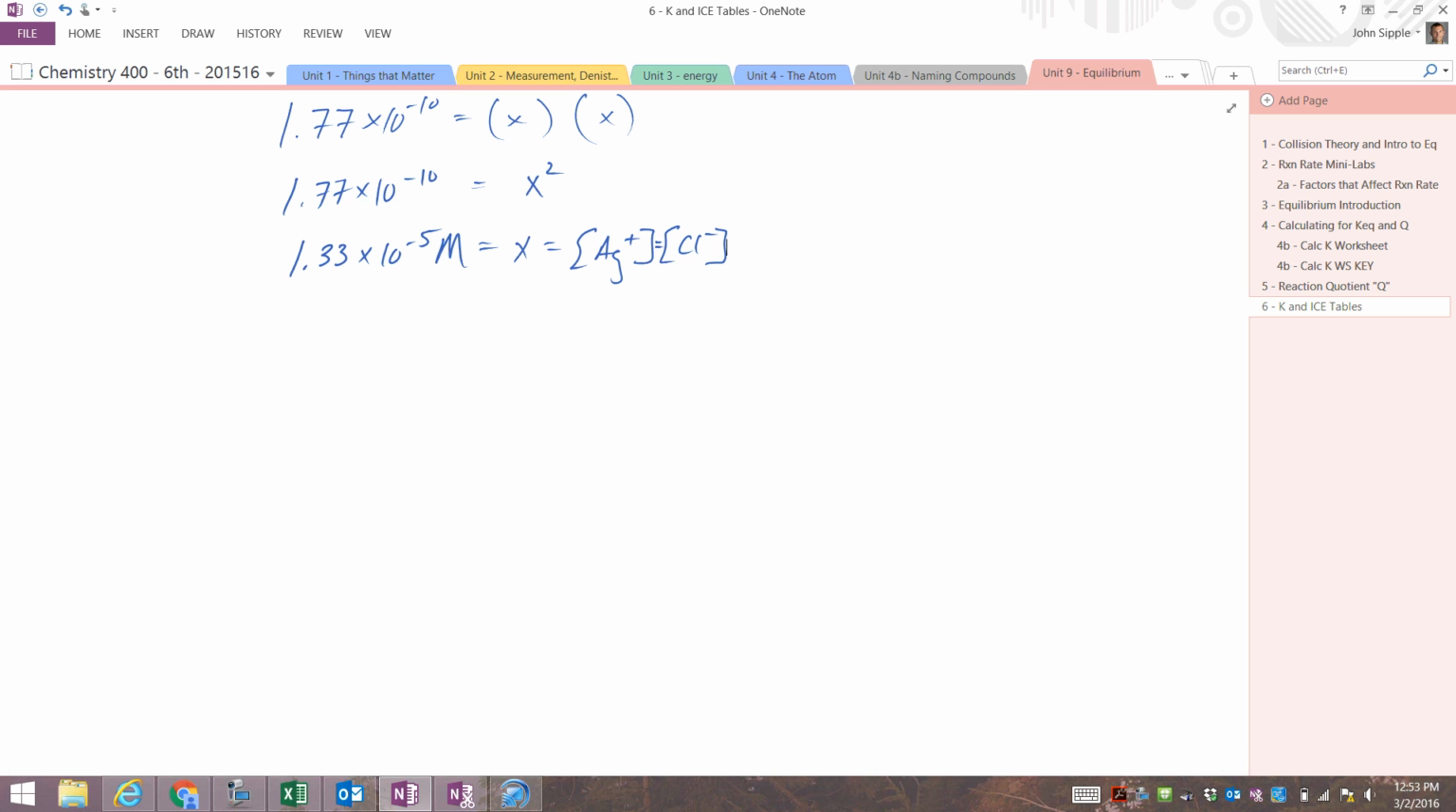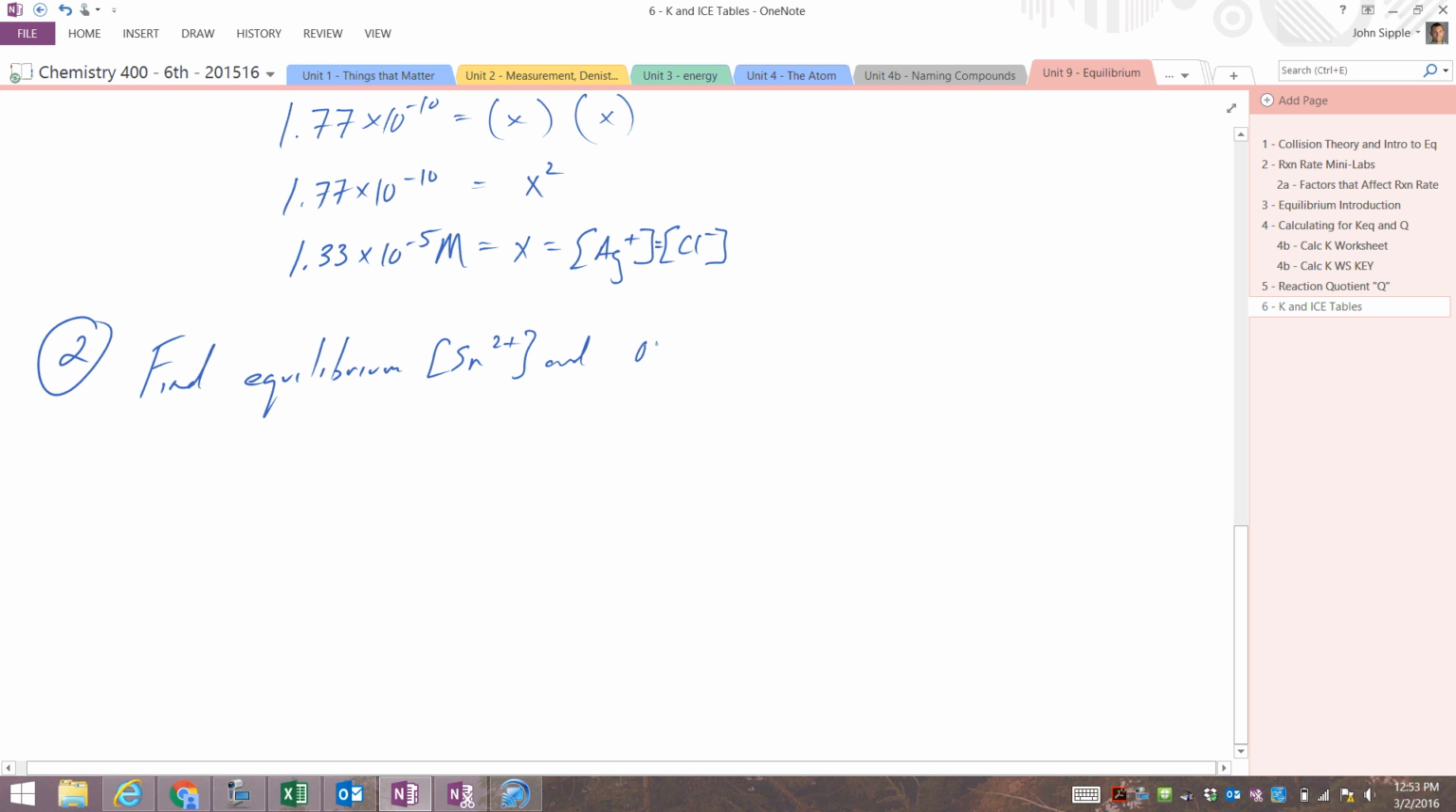All right, so the next example, we'll dial it up a little bit more. Very similar example, just like that one, except we're going to change it up just a hair. We want to find the equilibrium concentration of tin 2 plus and hydroxide ions when tin 2 hydroxide dissolves in solution.